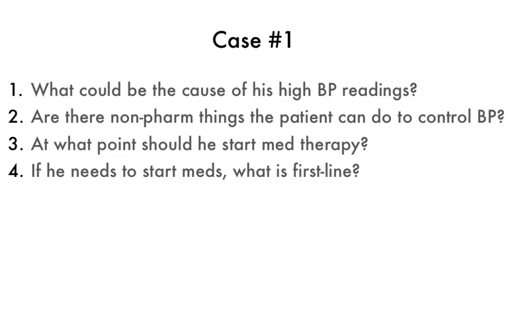So some questions to think about with this patient. What could be the cause of his high blood pressure readings? Are there some non-pharmacologic things that you might suggest for this patient? At what point might we consider starting him on medication therapy to treat high blood pressure? And if he does need to start medications, what would be first-line therapy?